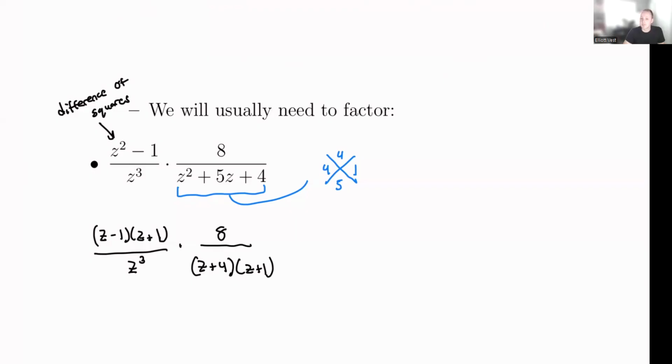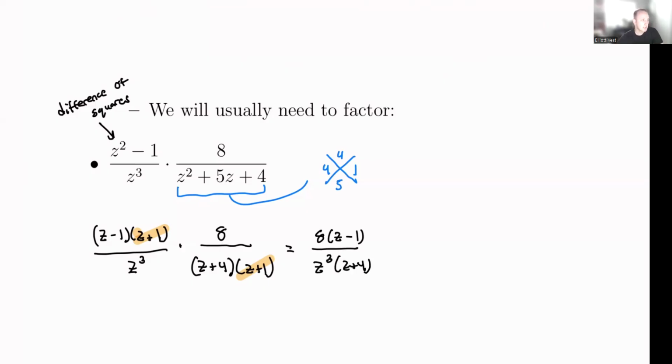What can I do? How can I cancel things or simplify things? Well, I see I can cancel a z plus 1 on top and bottom. I don't think I can cancel anything else. So what am I left with at the top? I'm left with an 8 and a z minus 1. And on the bottom, I'm left with a z cubed and a z plus 4.